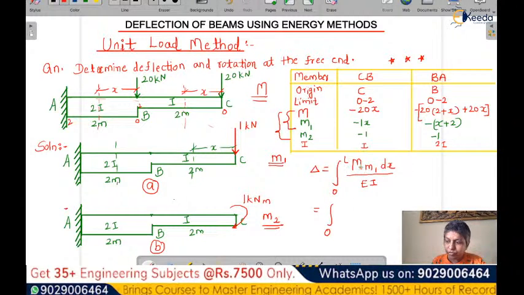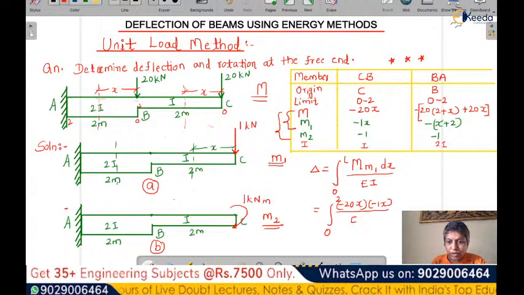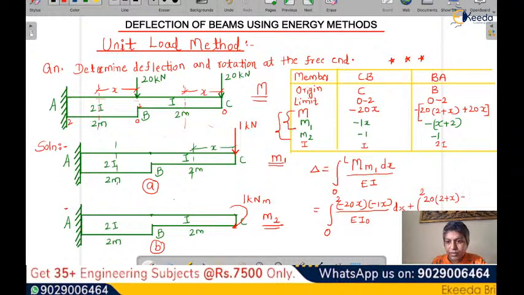0 to 2 for the first part, and the m value is minus 20x into minus 1x, minus 20x into minus 1x divided by E into I naught, plus 0 to 2, 20 into 2 plus x plus 20x into, this minus minus will become plus, x plus 2. So we are multiplying these two terms.